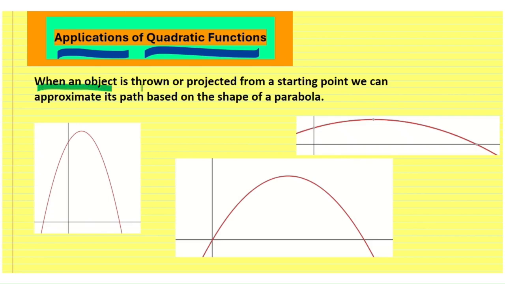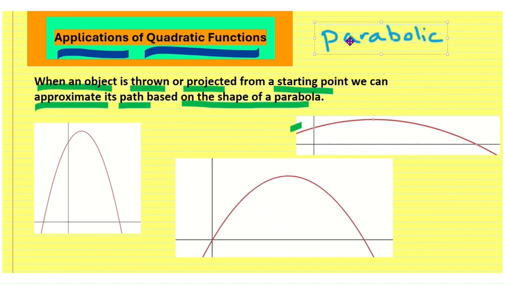When an object is thrown or projected from a starting point, we can approximate its path based on the shape of a parabola. And that's what these shapes are. It starts at the bottom, goes up, peaks, and comes back down. All three of these: there's a tall one, one that's flattened out here, and one in the middle, medium size. These shapes are called parabolas, but we also sometimes refer to them as parabolic shapes.